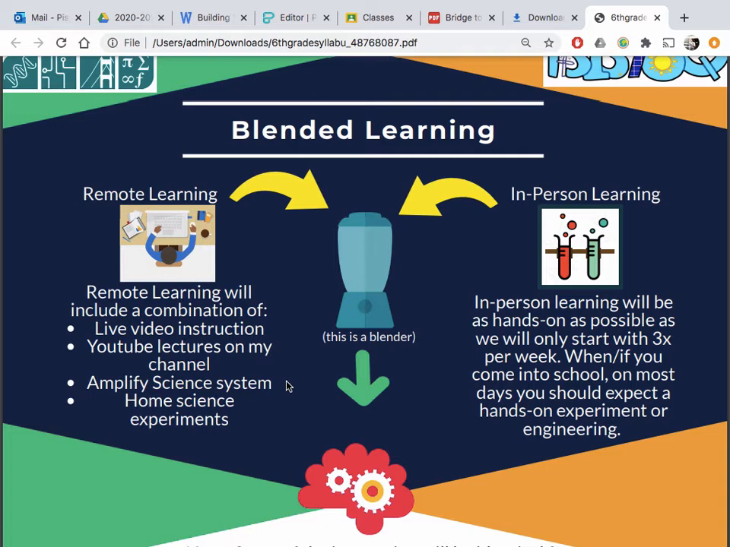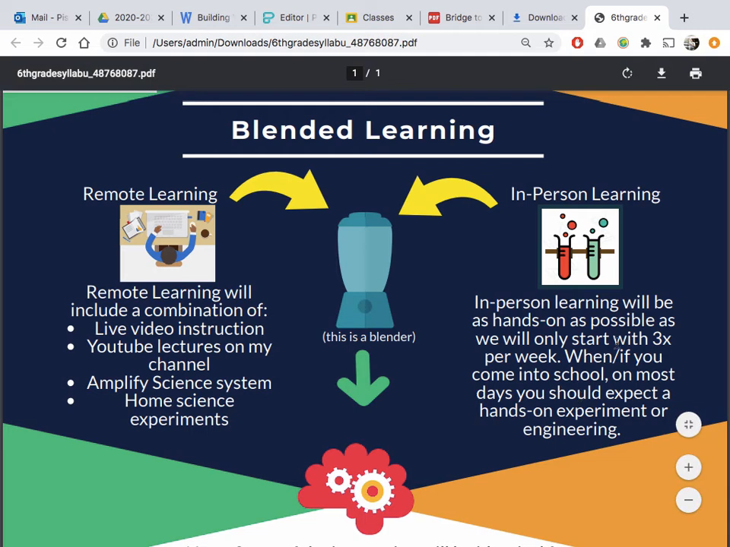So again, first you learn about the concept, then you apply it with an activity. We'll be using a combination of Amplify Science, which you probably started last year with Miss Mulligan, and also some home science experiments and some stuff that's not Amplify that I've developed over the years that I think are really fun. And hopefully you have some good materials at home. But I'll let you know about that. Don't worry about that right now.